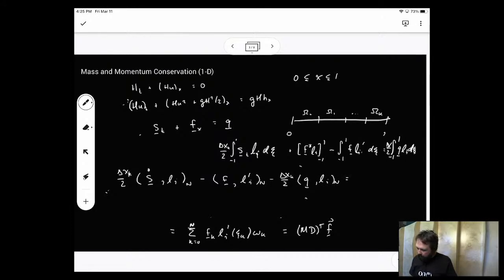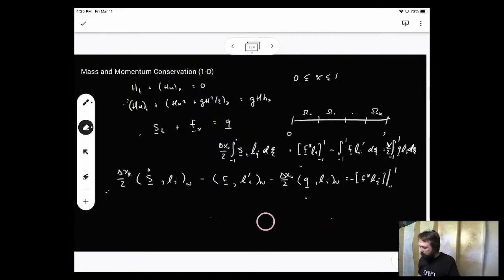And on the right-hand side, what I've got is the negative evaluation of the difference in the Riemann solution weighted by each of the Lagrange interpolating polynomials. And again, this is for i equals 0 to n. So I've got really n plus 1 equations encapsulated here.